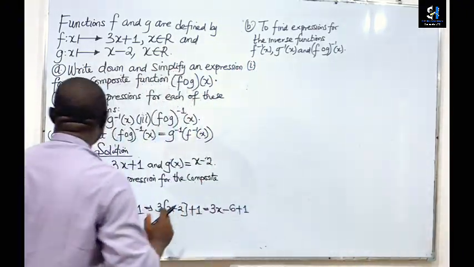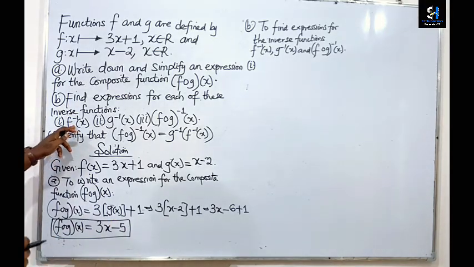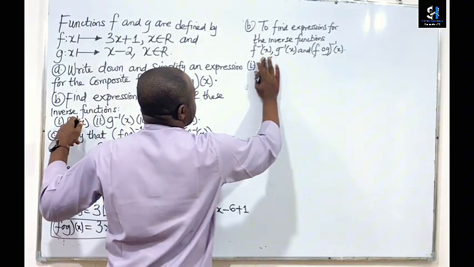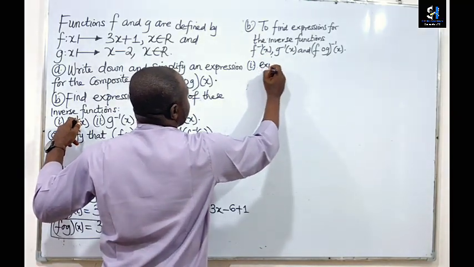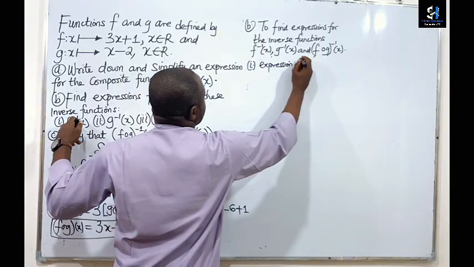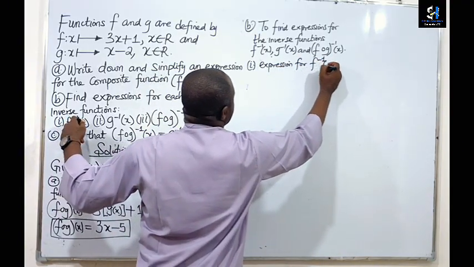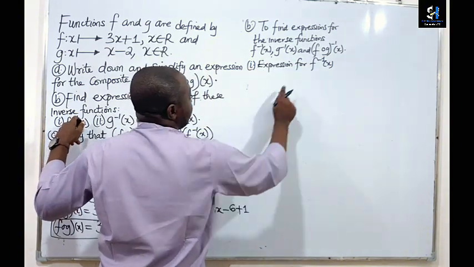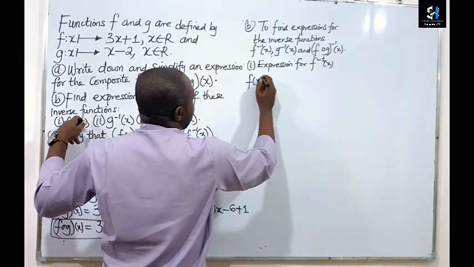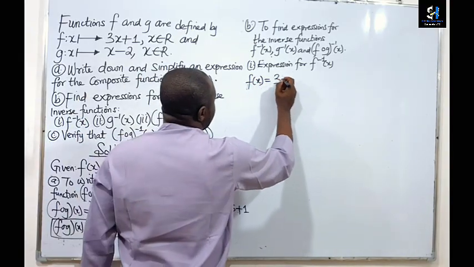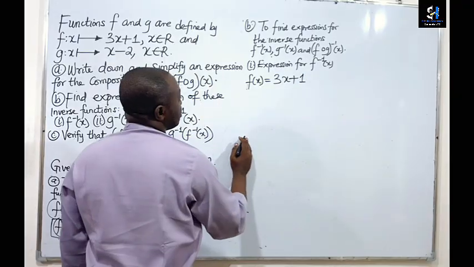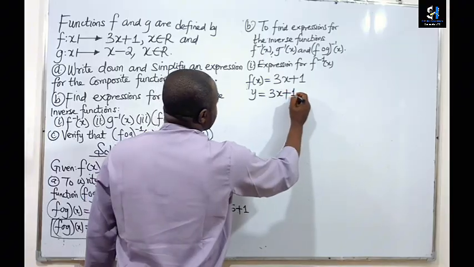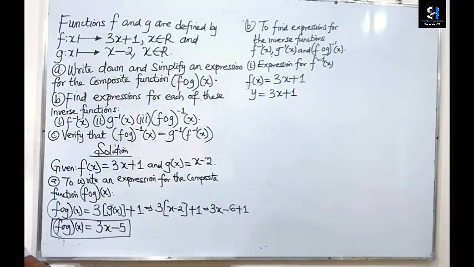Now, I'm going to write the expression for the inverse of f of x. Okay, so Roman numeral 1, expression for inverse of f of x. So we are given f of x equal to 3x plus 1, which is the same as y equals 3x plus 1. That is, y is equal to f of x.